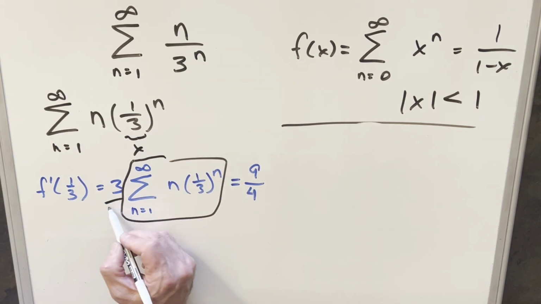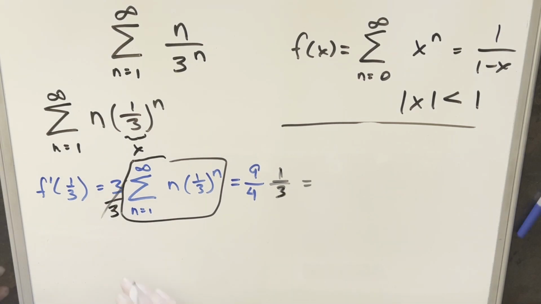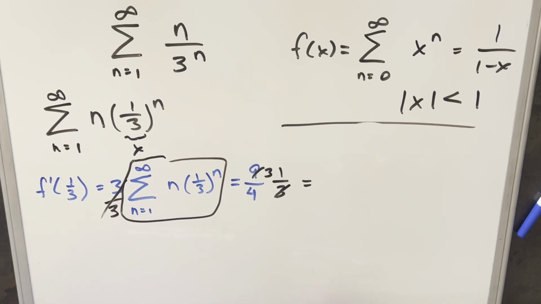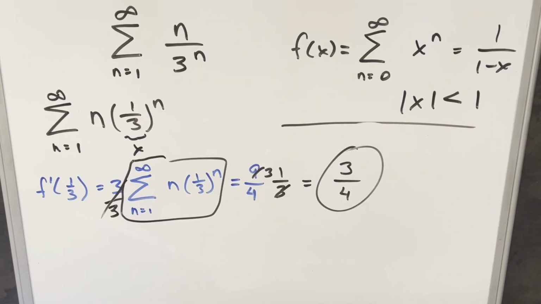So doing this, I'll divide by 3 here, multiply by 1/3 here. But then I can cancel 3 with 9 here, and we get a 3. And so for my final solution, we just get 3 over 4. Okay, there you have it. Interesting series problem, sum of n over 3 to the n.